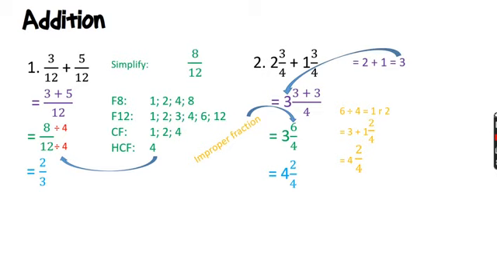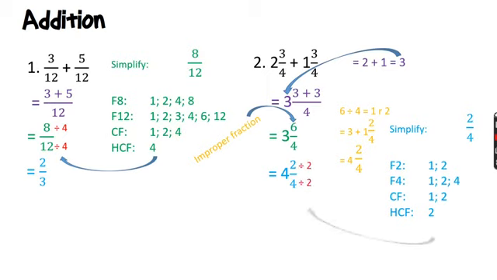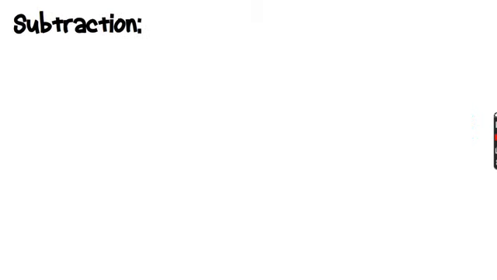Now, can I simplify this fraction? Let's find the highest common factor. The highest common factor is 2. I have to do at the top what I do at the bottom. I divide by the highest common factor. My final answer, 4 1/2.